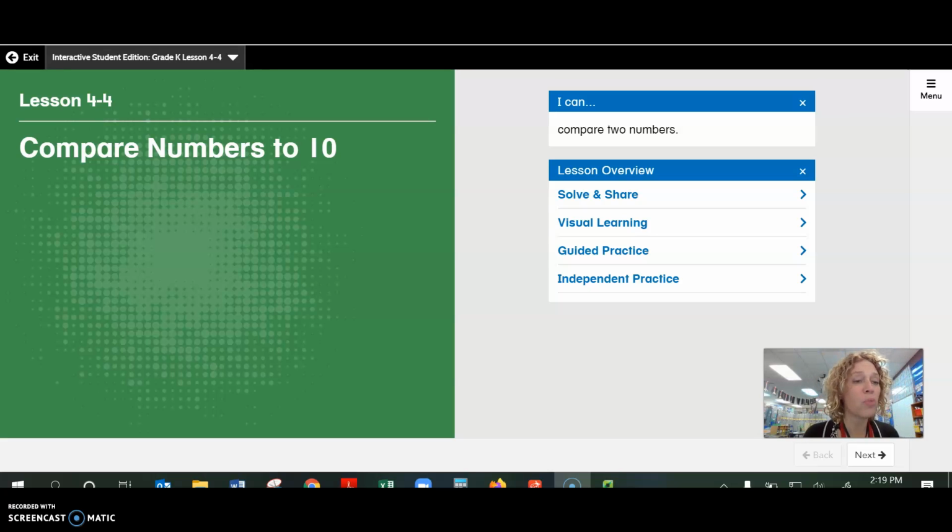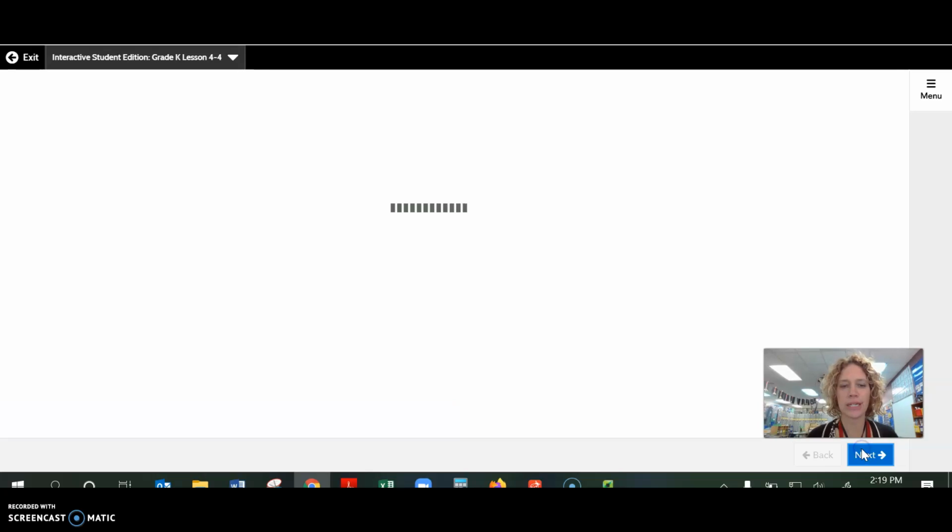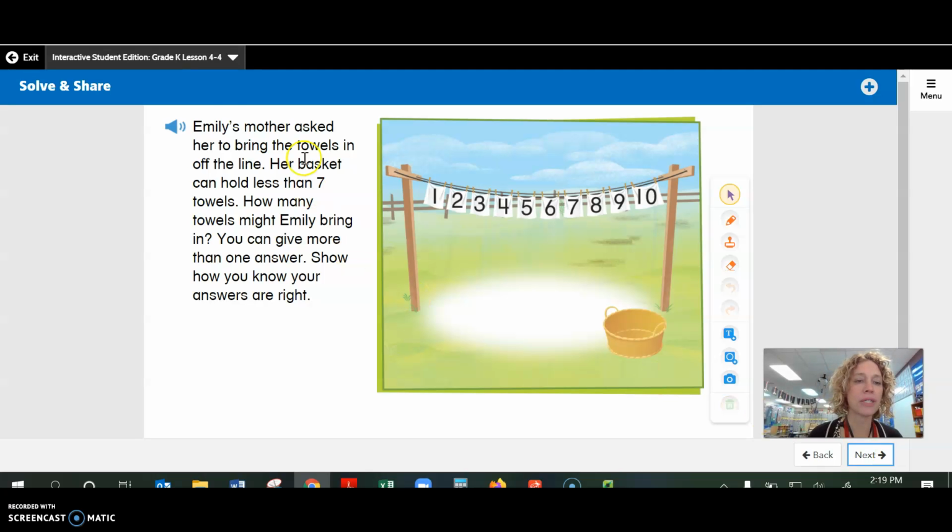We're on lesson 4.4 and we're comparing numbers to 10. So our job is right over here and it says, I can compare two numbers. So you're going to look at two different numbers and decide which one is greater and which one is less than. Okay, let's continue.